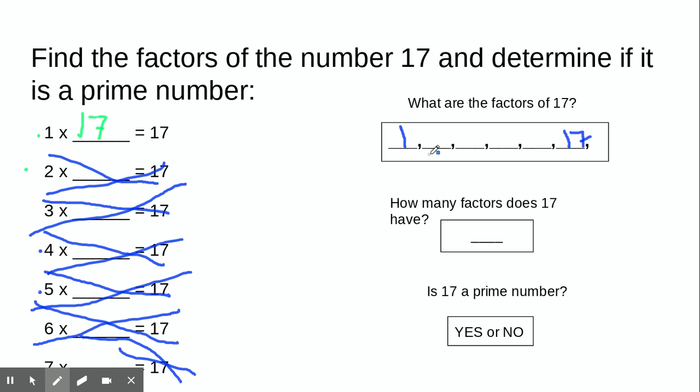So we may not always use these extra lines. That's something important to remember. You won't always use these lines, or all of them, I should say. You might only use 2 of them, depending on if the number's prime or not. So how many factors does 17 have? 1, 2. And now knowing that, is 17 a prime number? Well, we know a prime number is a number that only has 2 factors. And 17 has 2 factors. So yes, 17 is a prime number.